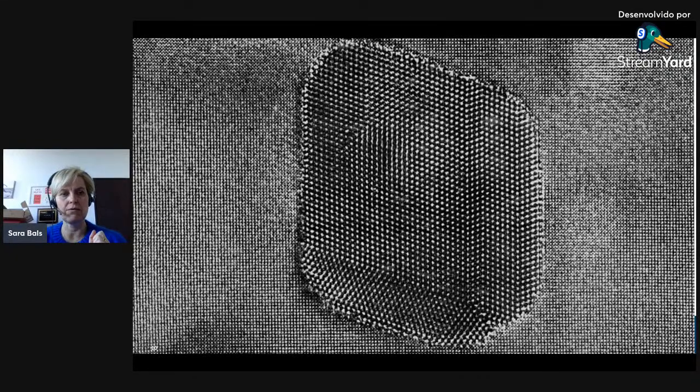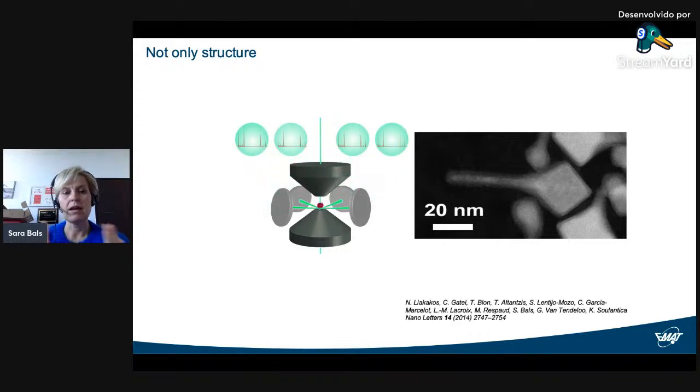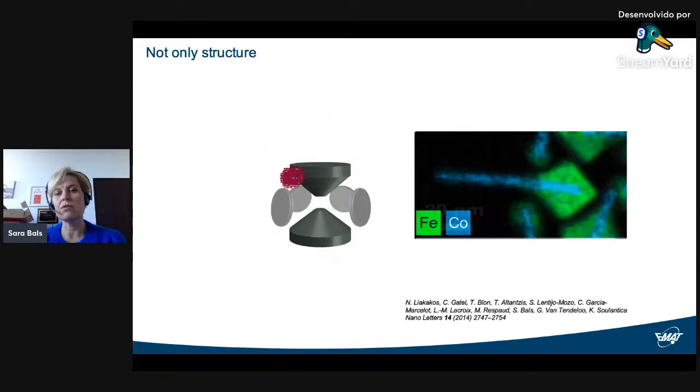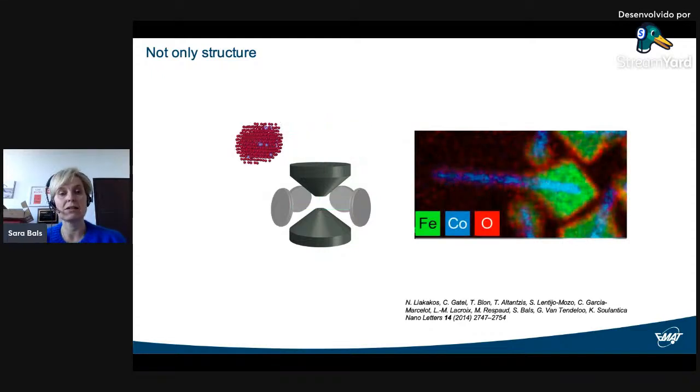We cannot only obtain structural information, we can also obtain information about composition and valence by using analytical techniques. A first technique is illustrated here. This is energy dispersive X-ray spectroscopy. The idea is that the electrons interact with the material, and because of that interaction, X-rays are generated. Now, if we investigate the energies of the generated X-rays, we can determine which elements are present in our sample. And we can also map that. For example, here you can see that we have investigated an iron cobalt nanoparticle, and we can spatially distinguish between the different elements.